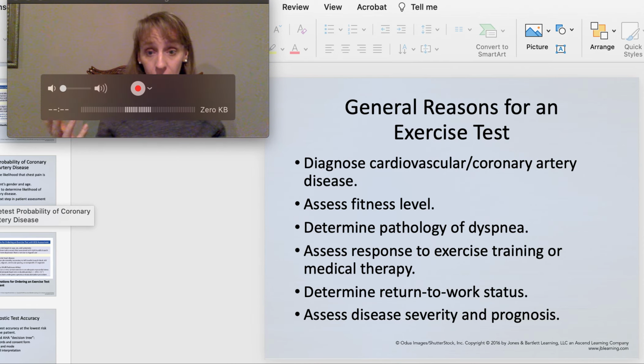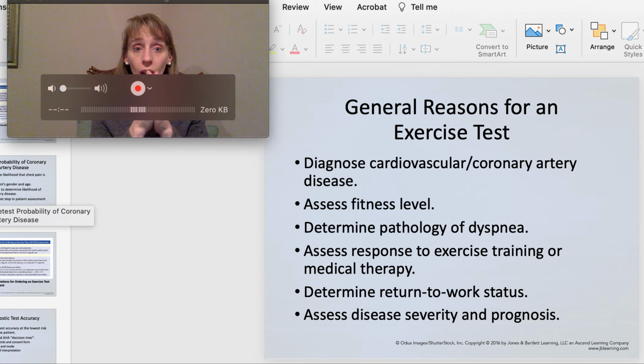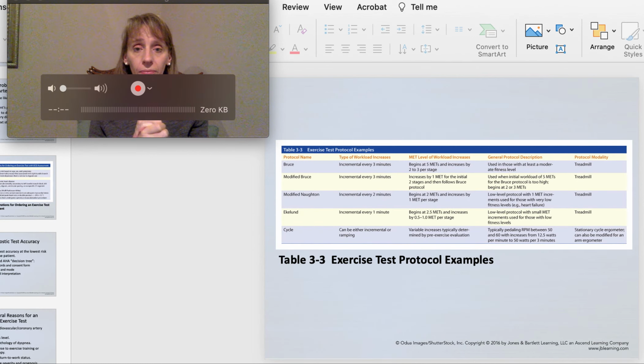And then obviously the big one is to look at the severity. How bad is the disease? Is it getting worse? What type of treatment needs to be done? What's the prognosis? All of those kind of basic things. So from one test that you and I, as an exercise physiologist, can run, there's a lot of incredible medical information we can get out of the GXT, the stress test.